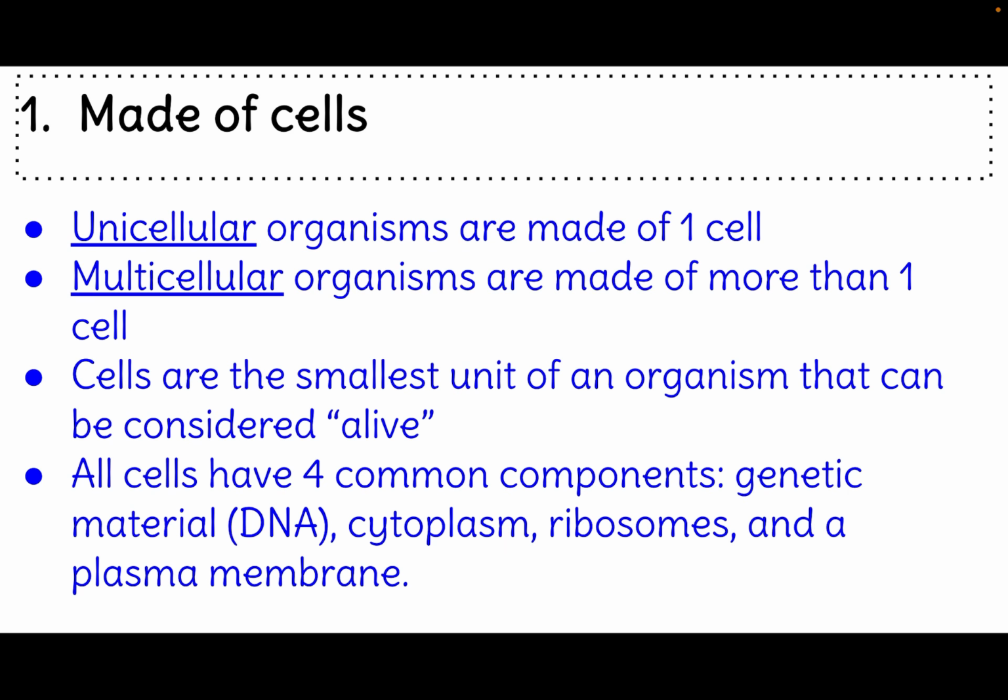We also want to note here that cells are going to be the smallest unit of an organism that can be considered alive. All cells are also going to have four common components, the first being genetic material, more commonly known as DNA. They'll all have cytoplasm, ribosomes, and then a plasma membrane. Cytoplasm, ribosomes, and the plasma membrane are all organelles that we'll get more in detail with in Unit 3.